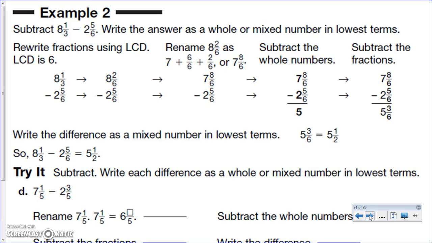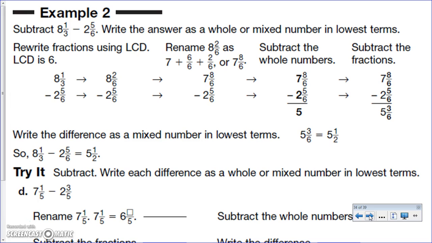Example 2. Subtract 8 and 1/3 minus 2 and 5/6. Write the answer as a whole or mixed number in lowest terms. So the first step is to rewrite the fractions using the least common denominator. So in this case, that's 6. So 8 and 1/3 becomes 8 and 2/6, and 2 and 5/6 stays as it is.